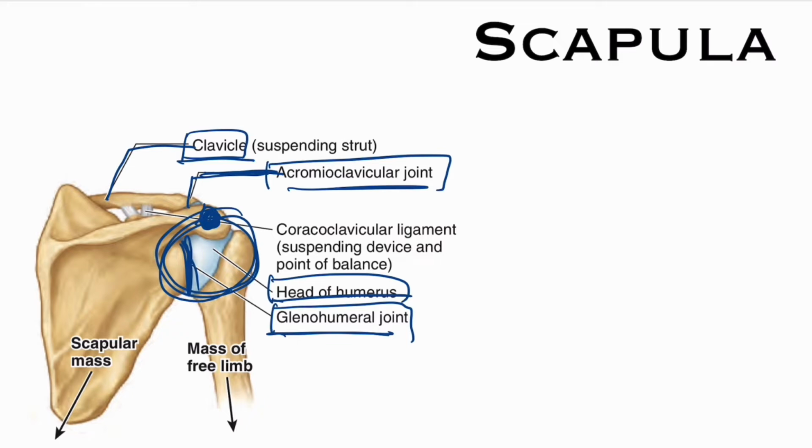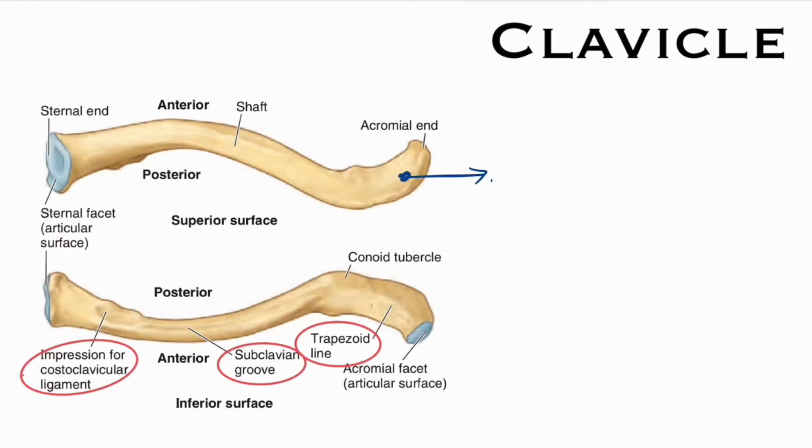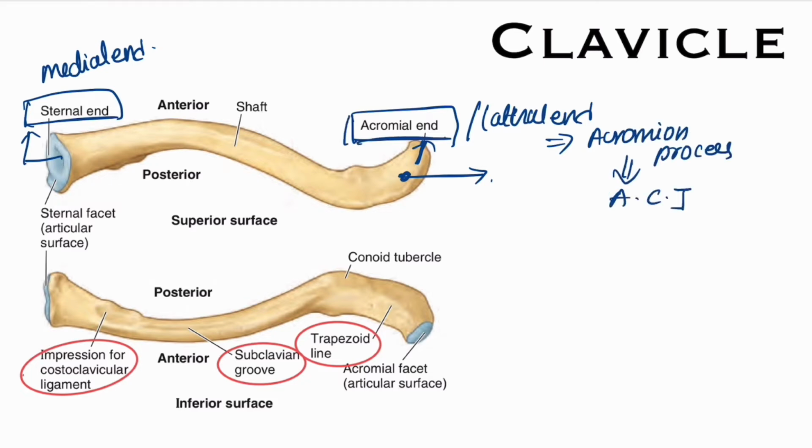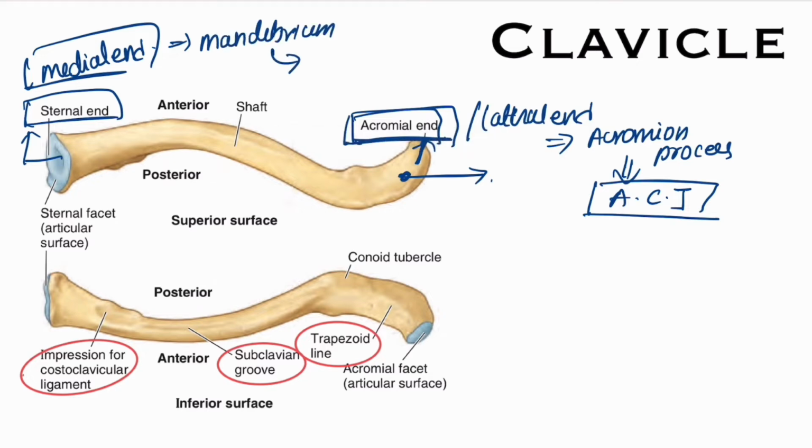Now let us look at the clavicle. This is the clavicle and this is the acromial end, also known as the lateral end. This is the sternal end here, also the medial end. The acromial end attaches to the acromion process to form the acromioclavicular joint. The medial end attaches to the manubrium of the sternum to form the sternoclavicular joint.